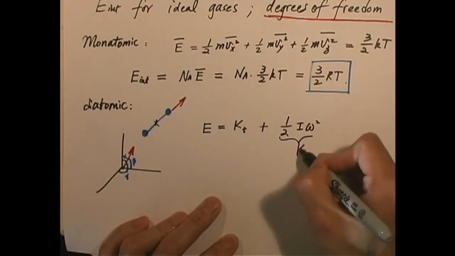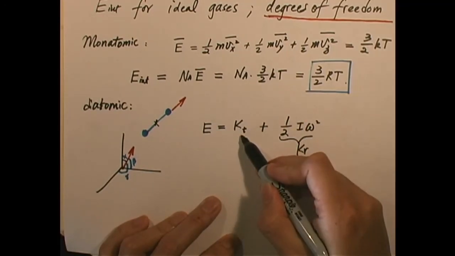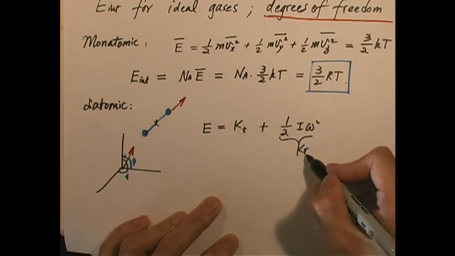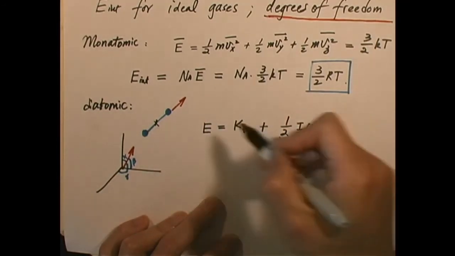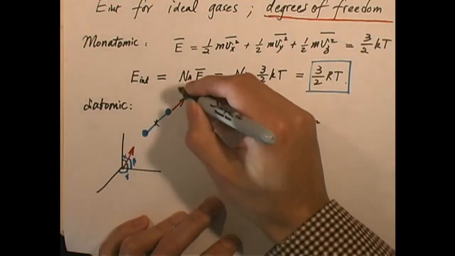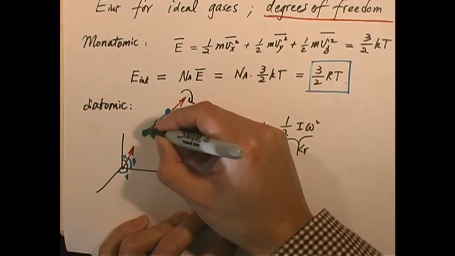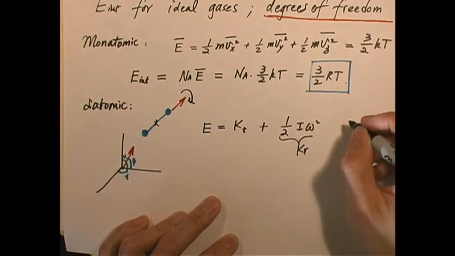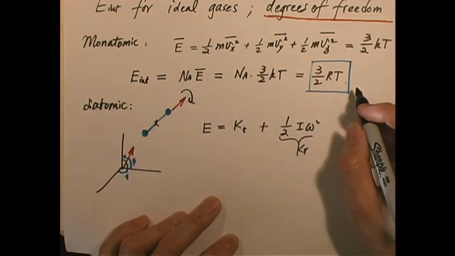So this is really K rotation. And therefore, we say 3 terms for translational motion, 2 terms for rotation. There are 5 degrees of freedom overall. The extra 2 degrees of freedom fix the orientation of this axis. We're not going to worry about spinning about this axis because the size of each atom is very, very small, so the rotational inertia about this axis is virtually 0. So we have 5 degrees of freedom.